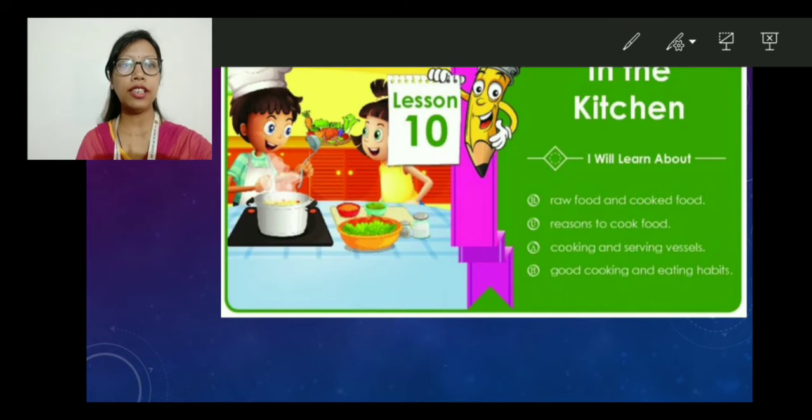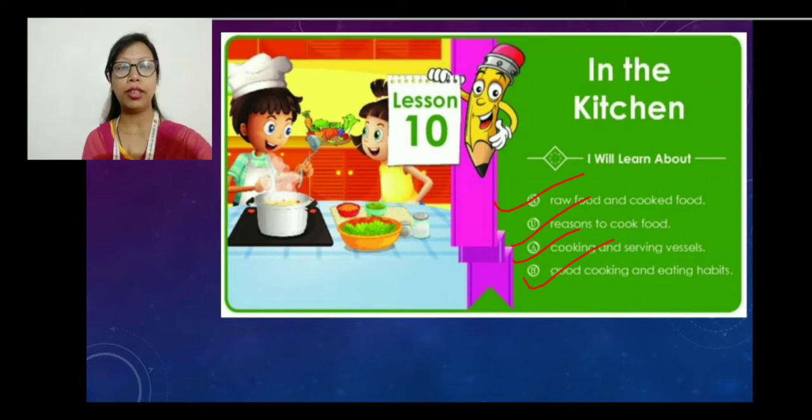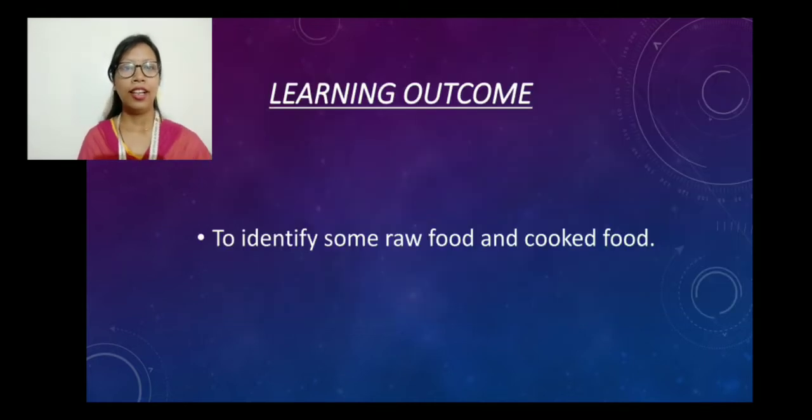So in this lesson I will learn about raw food and cooked food, reasons to cook food, cooking and serving vessels. Vessels means the utensils in which we serve and cook, and good cooking and eating habits. So these are some of the subtopics that we are going to discuss in this lesson. So the learning outcome of today's discussion is to identify some raw food and cooked food.